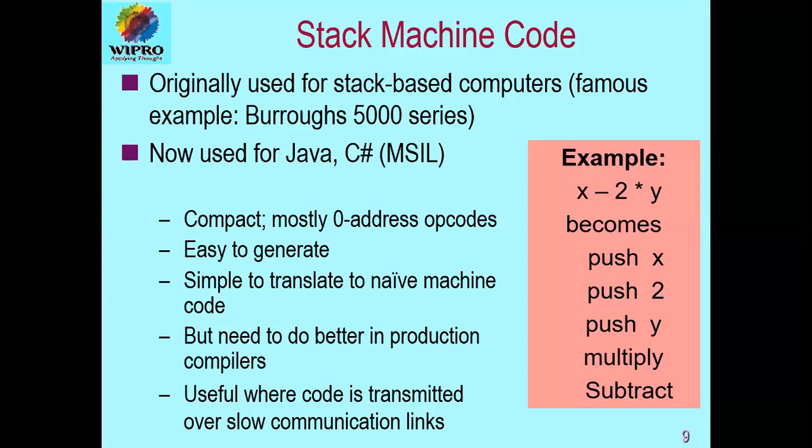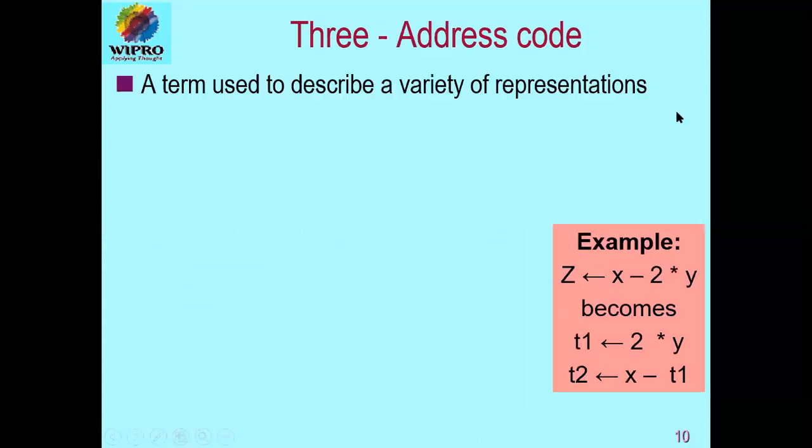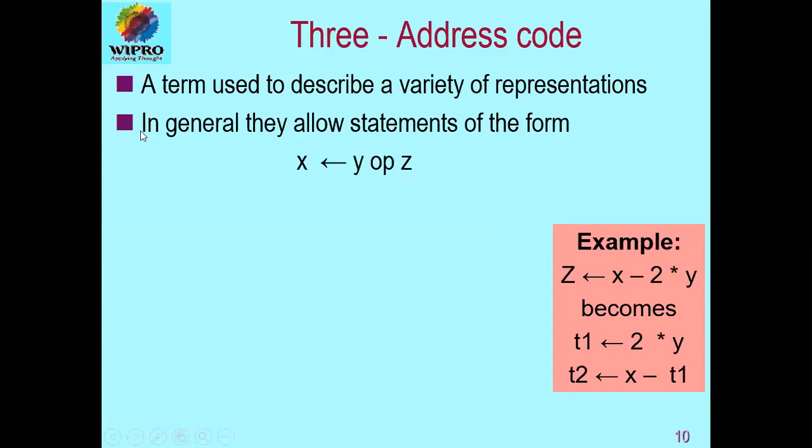And how is it? It's compact, mostly zero address of course, easy to generate, simple to translate, and all those things. But this sort of representation suits well for our mathematical expressions, but applying the same for your loops, for example, your for loop or a while loop, is a tedious task, may not be an optimal solution. So for that reason, we go for the next sort of representation, that is our three address code representation. Our three address code, please have a look at this.